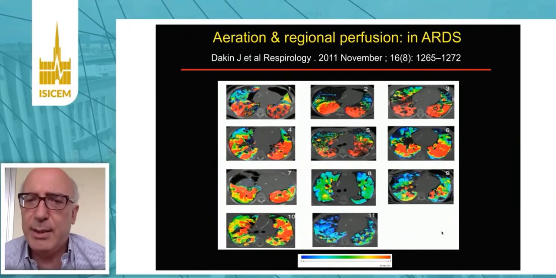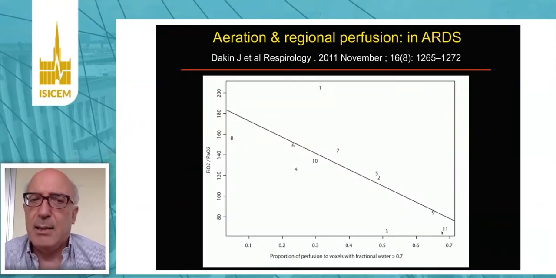In ARDS, as shown here in different colors, regional perfusion is mainly distributed in the dependent lung regions where consolidated or atelectatic regions are present. Here you can see different images in a mechanically ventilated ARDS patient, where red indicates higher perfusion and blue less perfusion. You see that the majority of patients present higher perfusion in the dependent part of the lung, explaining a higher amount of shunt. And in fact, the PaO2/FiO2 ratio is associated with the proportion of perfusion of voxels with a fractional water higher than 0.7.